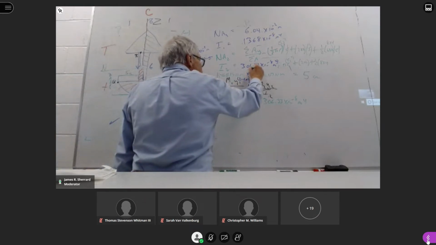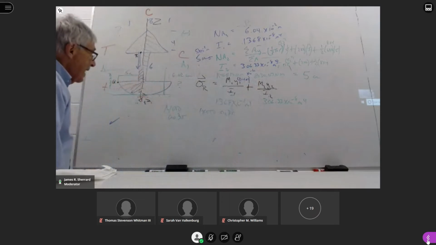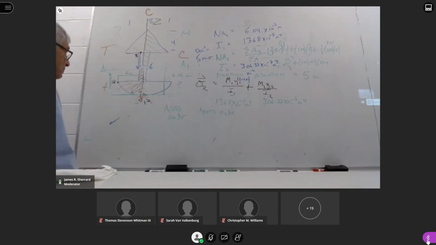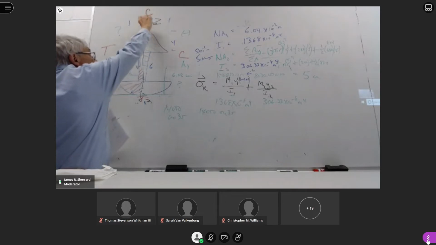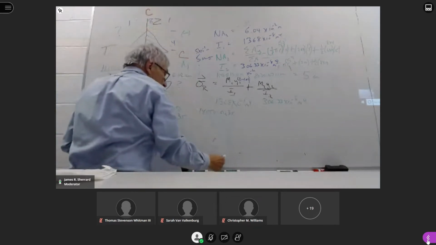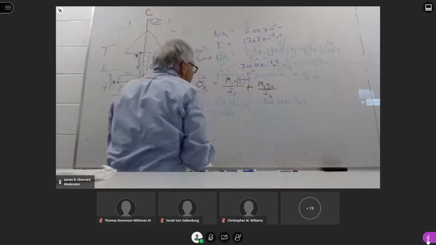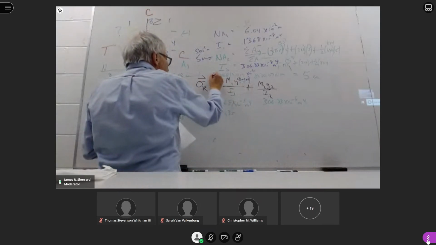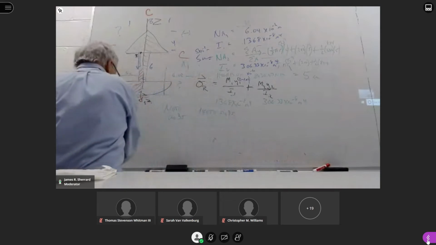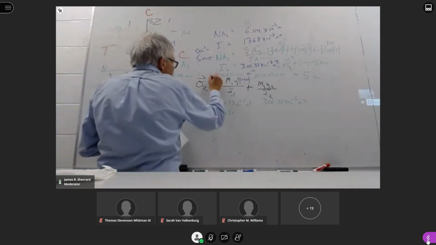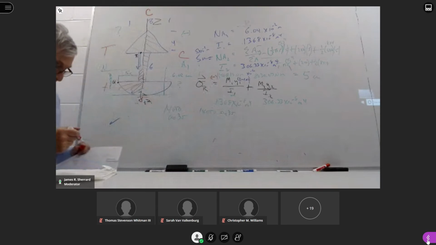And again, this is times 10 to the minus 2 meters. Now I look at the sine. Everything above the neutral axis is in compression. So this contribution is negative.